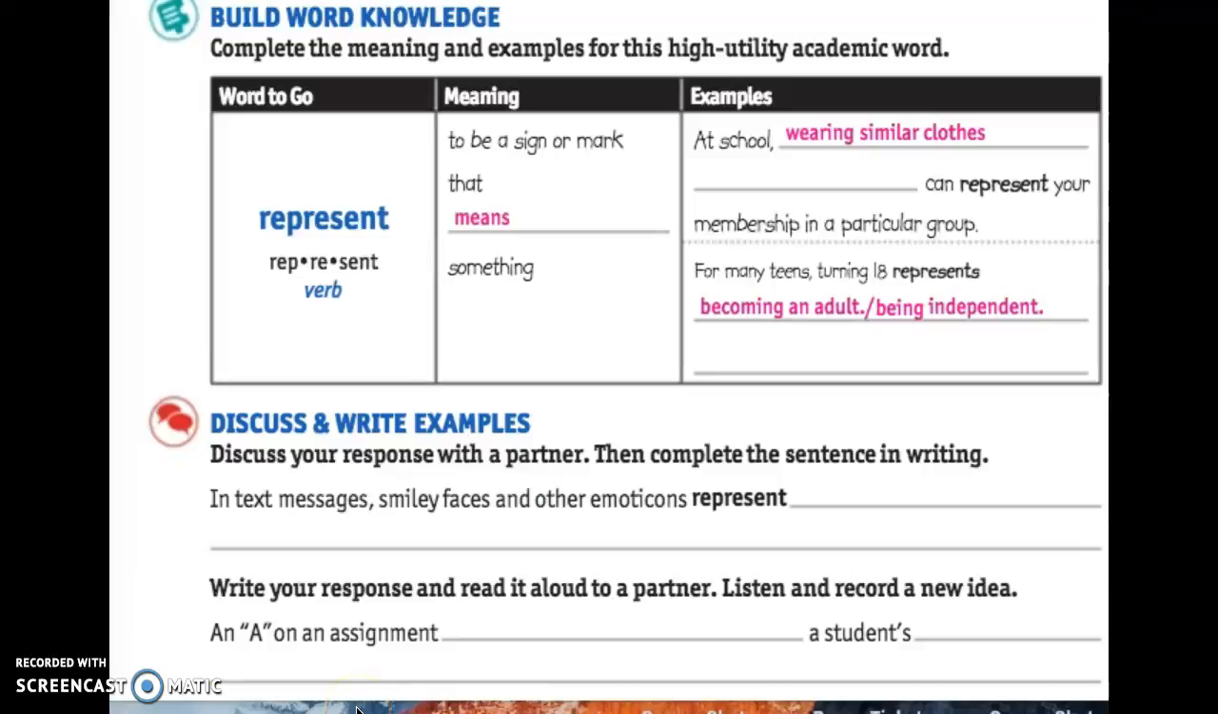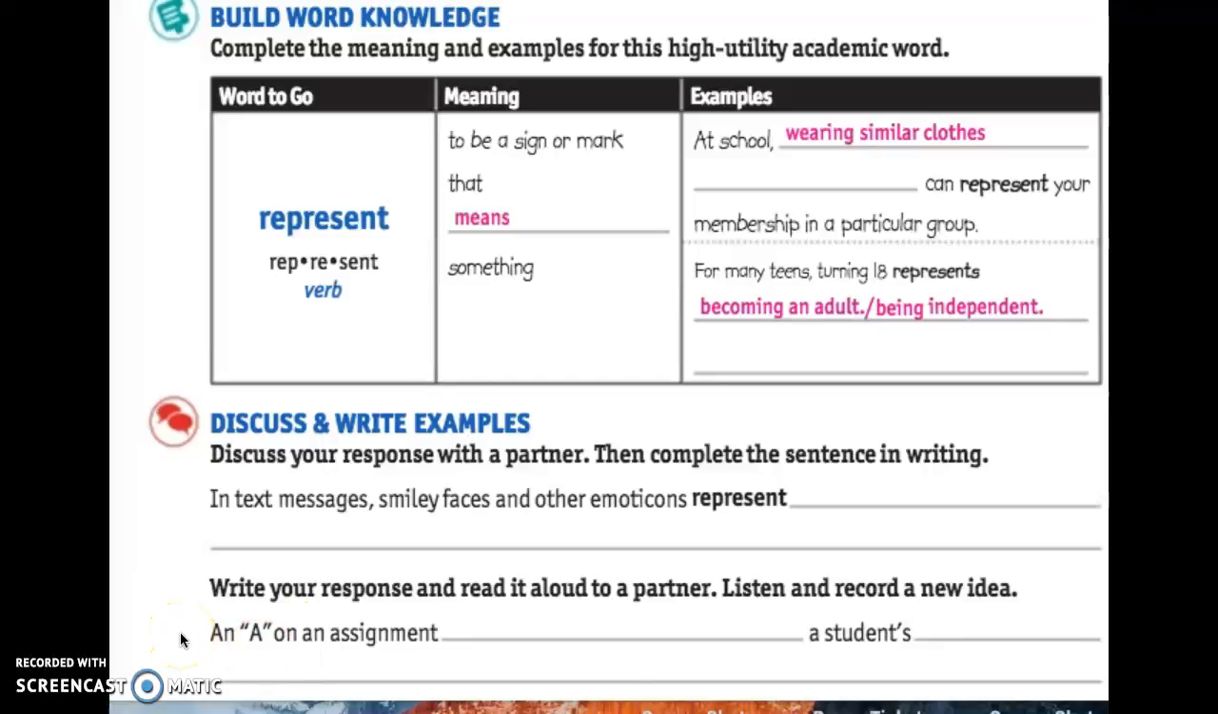An example would be the written words of feelings, right? Or the writer's feelings would be an example. Now let's come down here to this next section. Write your response, and then in the future, we'll read it aloud to a partner.